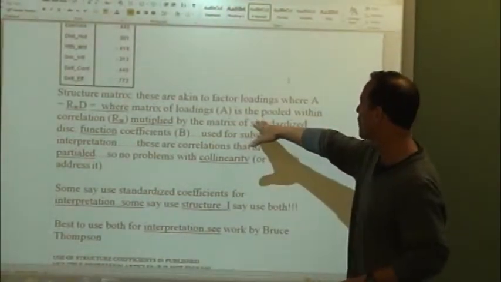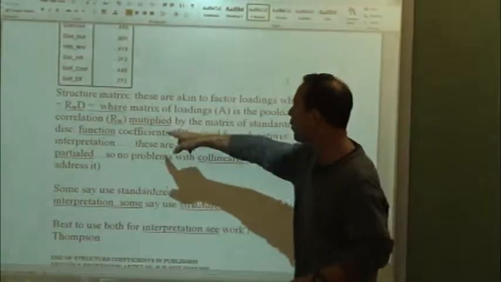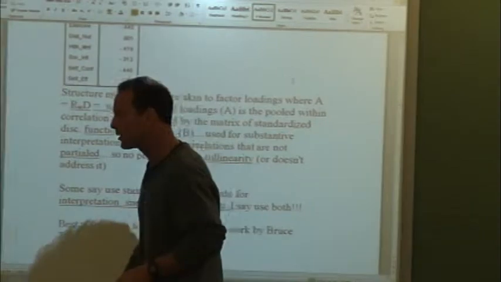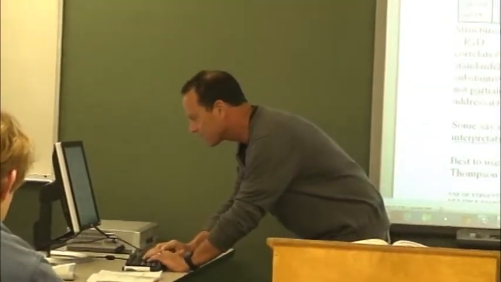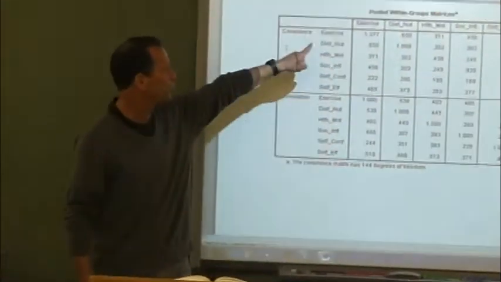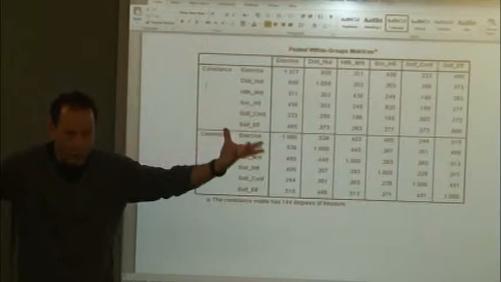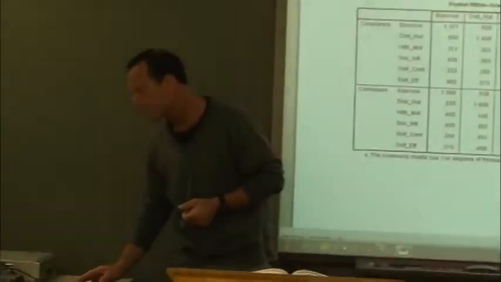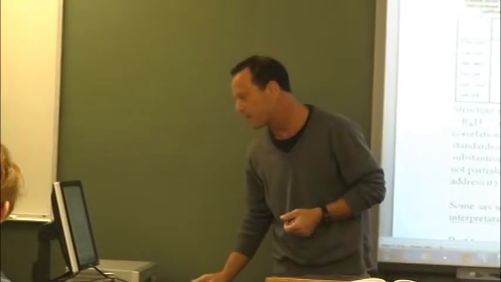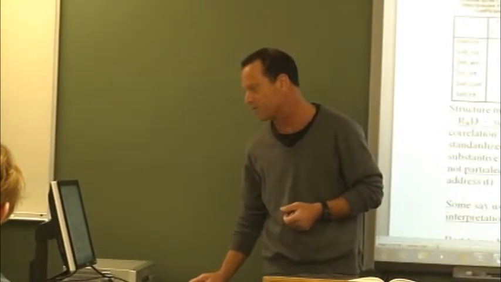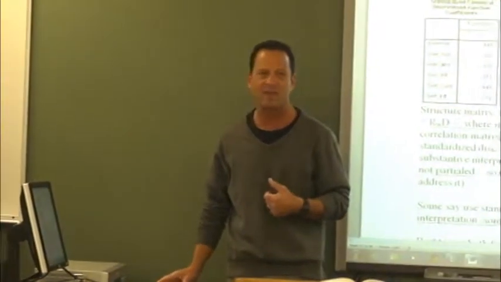You have a matrix of loadings, then you have a pooled within correlation matrix, which is right there. Do you see where it says pooled within groups, everybody? You're pooling the groups together. And you multiply that by the matrix of standardized discriminant functions. So you kind of see it's nice to have a computer.